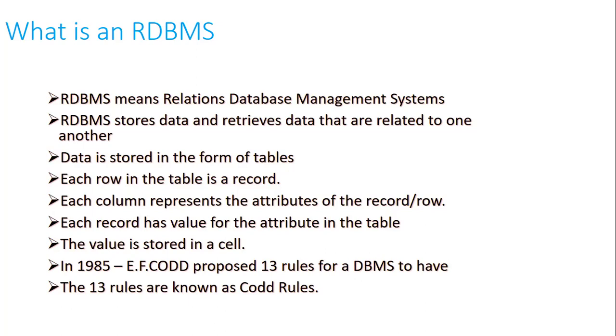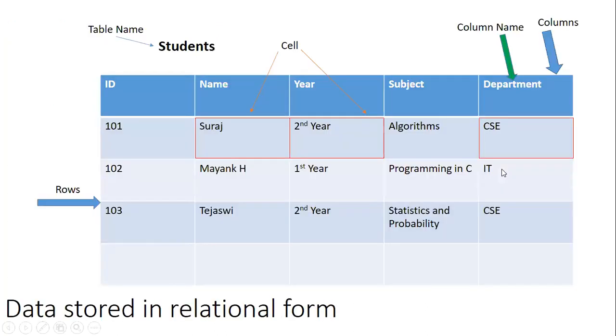And the majority of the databases as of today follow about 11 to 12 rules anyway. That is how they follow. And these 13 rules that were proposed were called Codd rules. Very important rules, and we'll look at them. Right, so before we do that, let's see how the data is stored in a table.